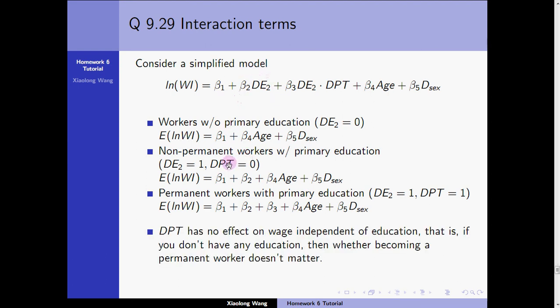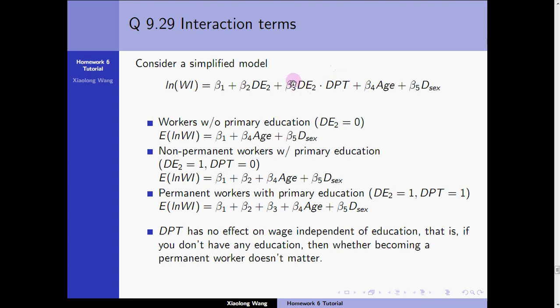And by specifying the model in this way, we are assuming that DPT has no effect on wage independent of education. What does that mean? It means if you don't have any education, if you don't have primary education or any education beyond that, then whether becoming a permanent worker doesn't matter. So the effect of being a permanent worker is only significant when it interacts with the education.